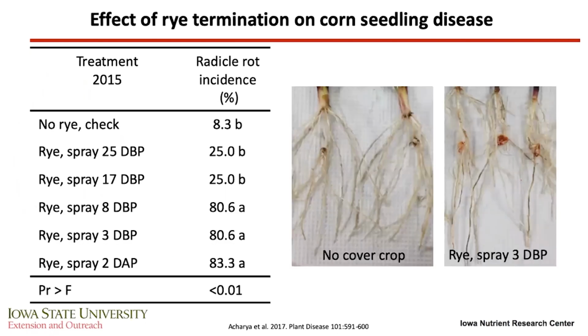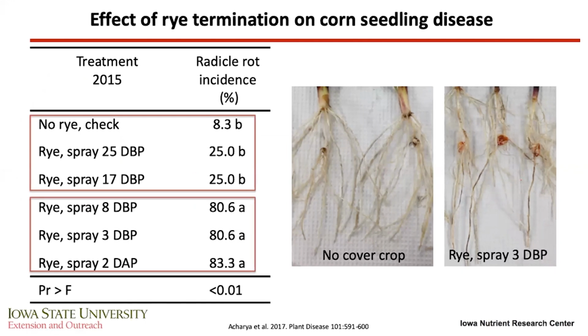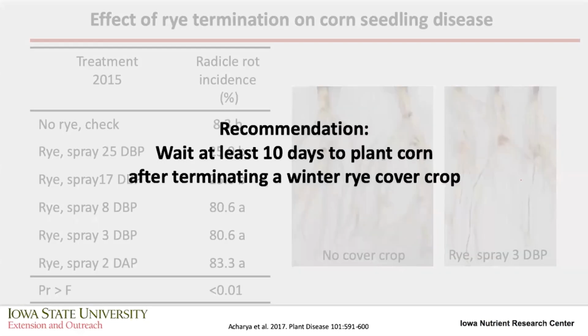So in our work that was funded by the Iowa Nutrient Research Center, we were able to prove that this was indeed the case. So here you can see where we always have a no-cover crop check in our experiments. And you can see that when we had that in the no rye check, and then the rye where we sprayed either 25 days before planting or 17 days before planting, that there was significantly less disease than when we planted that corn within a week of terminating that rye. So our recommendation has been to wait at least 10 days to plant corn after terminating a winter rye cover crop.